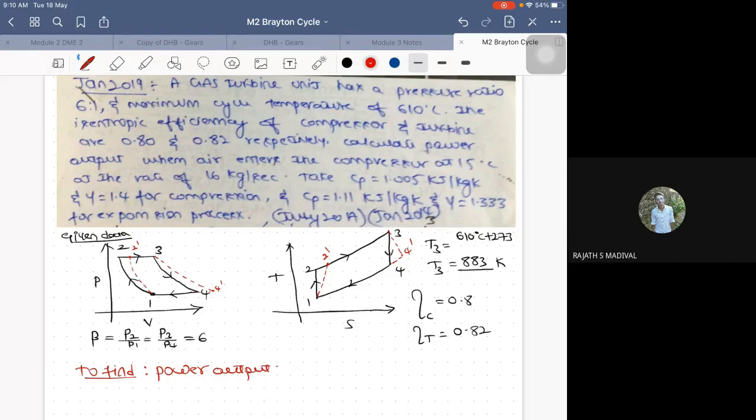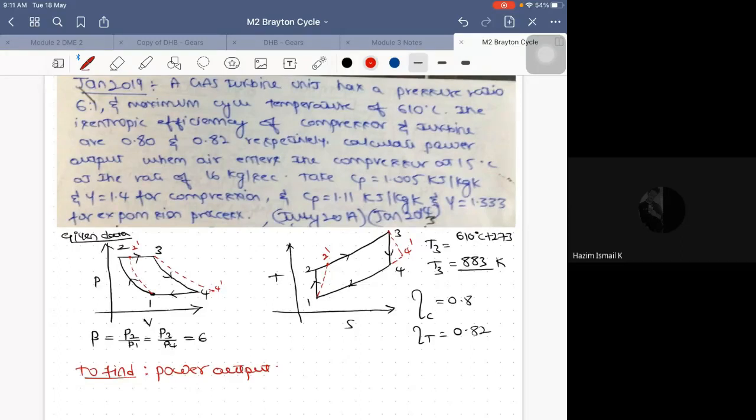Now, he says air enters the compressor at 15 degrees Celsius. That means, where is the compression process? Whether it is 1 to 2, 2 to 3, 3 to 4, or 4 to 1, which one is the compression process? 1 to 2. 1 to 2 is the compression process.